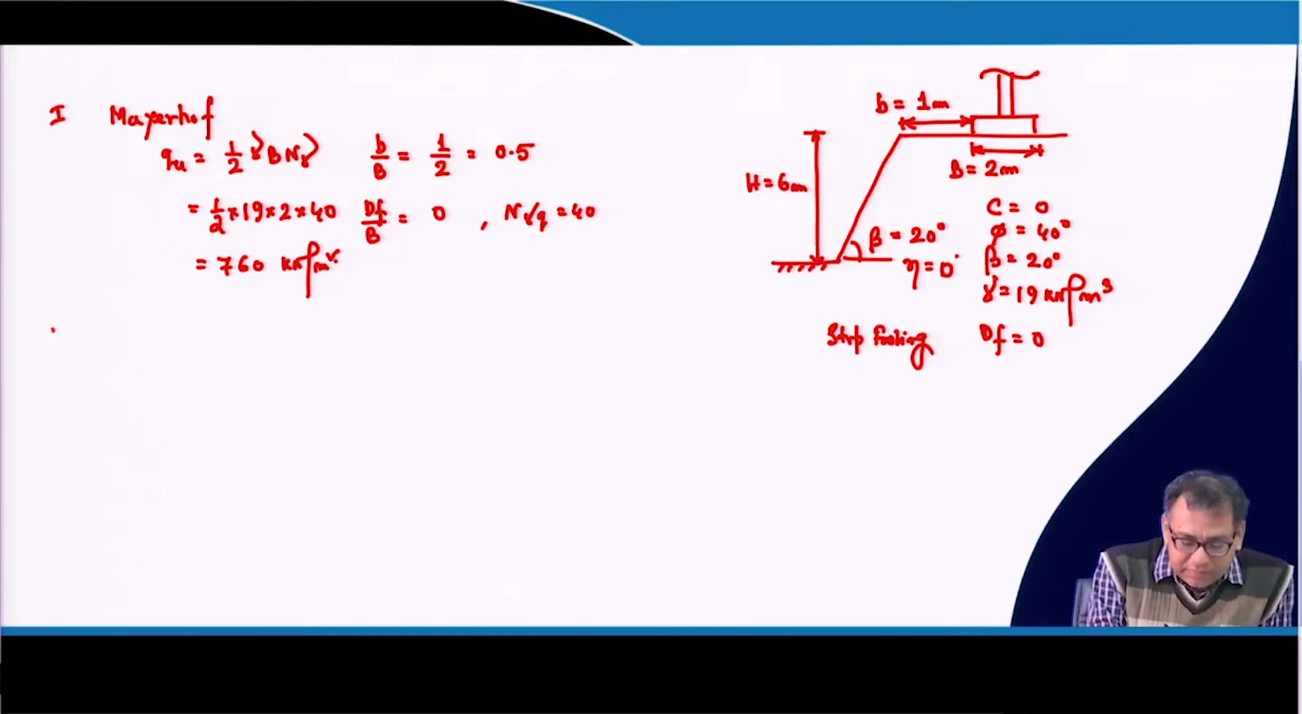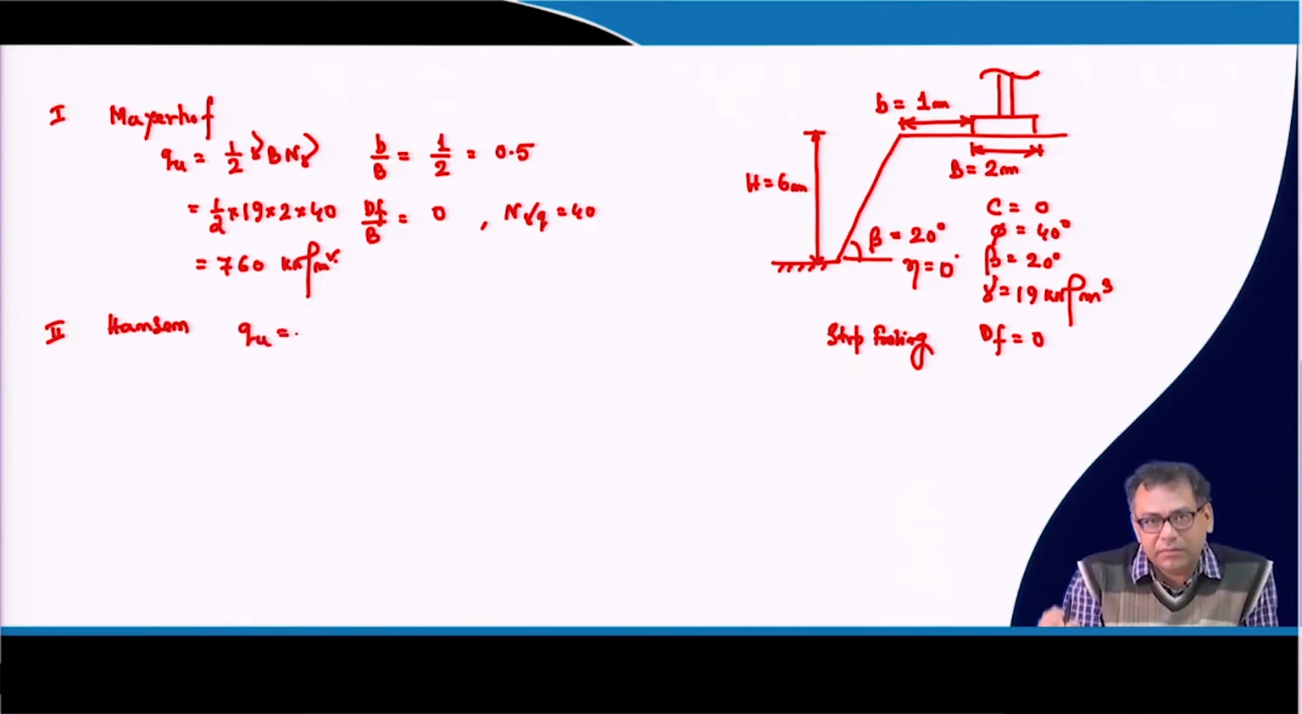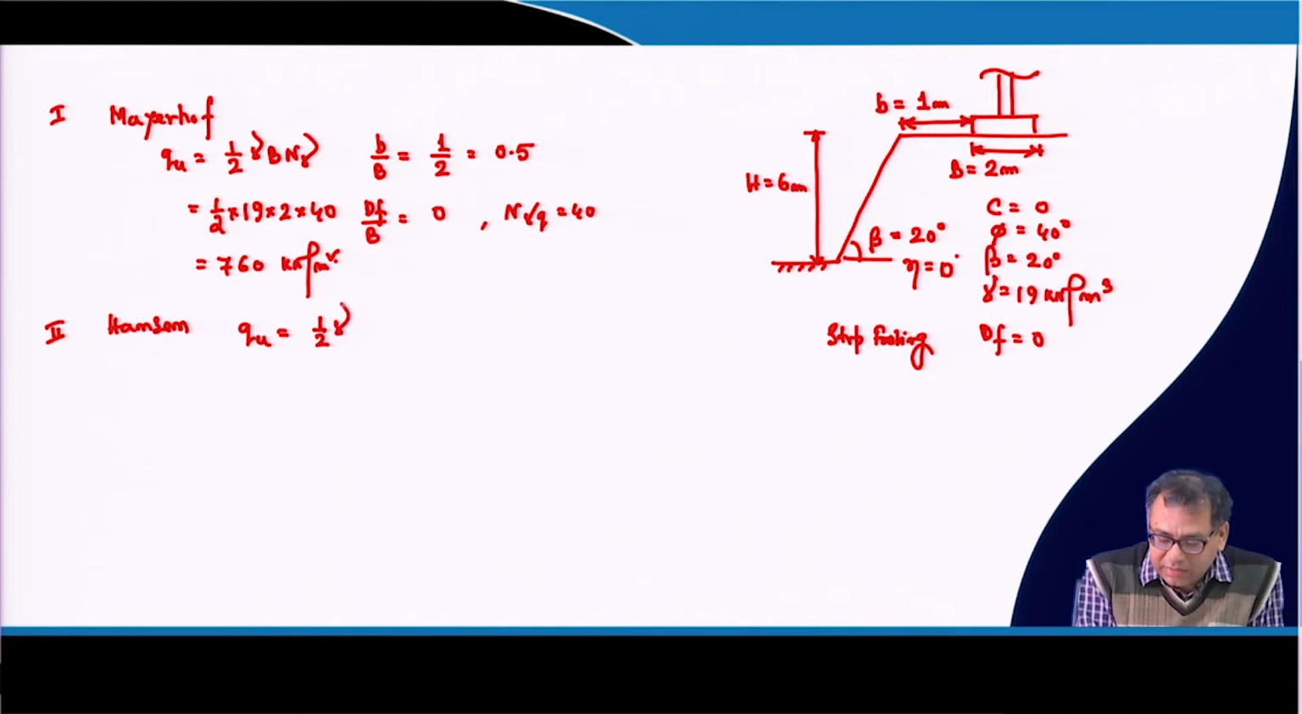So now Hansen theory. If I use the Hansen equation, then your Q_u is on the surface, so the second term will be 0, as C is equal to 0. So the first term will be 0, only the second term will be present, and then you know the equation. So here I can write N gamma, S gamma, D gamma, I gamma, C gamma, say compressibility, G gamma, B gamma.